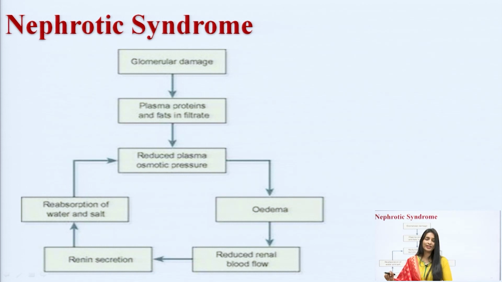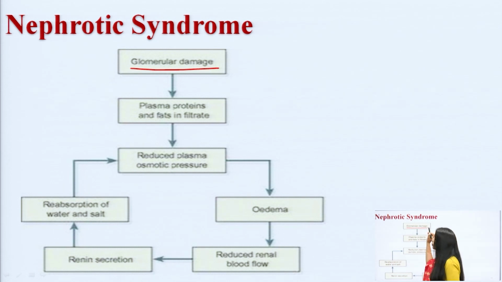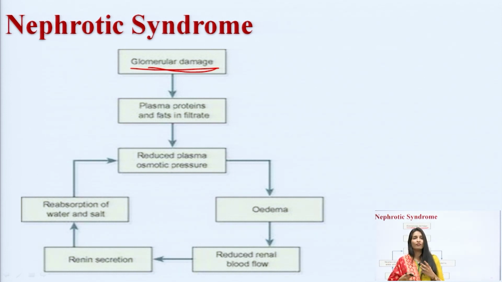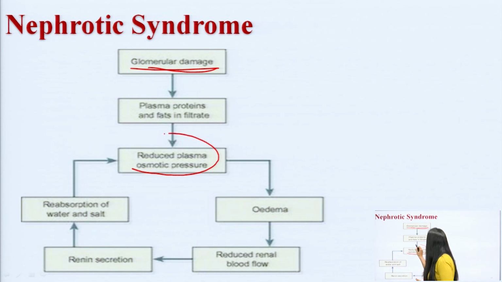So the nephritic syndrome we will discuss here in detail. What is a nephritic syndrome? When the glomerulus has been damaged. We just discussed that glomerulonephritis is an inflamed condition of the kidney, right? When the glomerulus has been damaged, what is going to happen? The plasma proteins and fats will be passed into the filtrate, and this reduces the plasma osmotic pressure. When the plasma proteins and fats are present in the filtrate, the plasma osmotic pressure will be decreased.